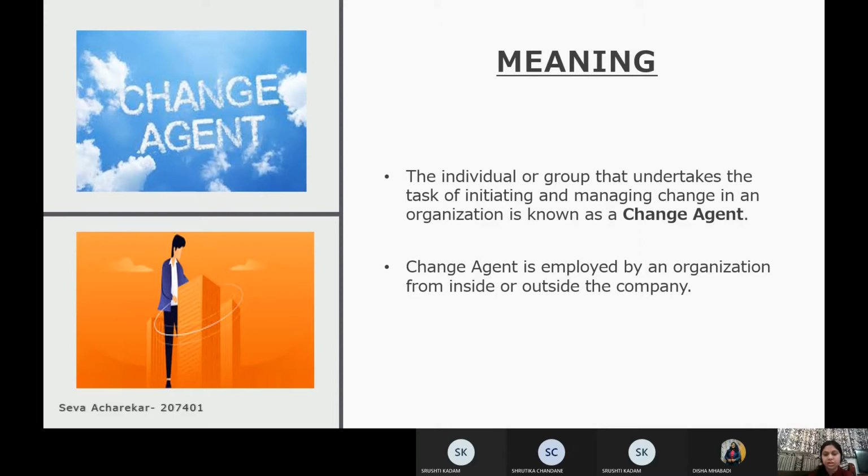What is a change agent? The individual or group that undertakes the task of initiating and managing change in an organization is known as a change agent. A change agent is employed by an organization from inside or outside the company. A change agent helps in transforming an organization by concentrating on organizational effectiveness, improvement, and development.